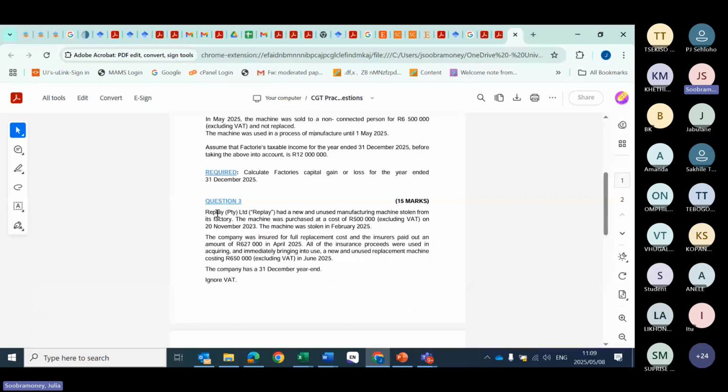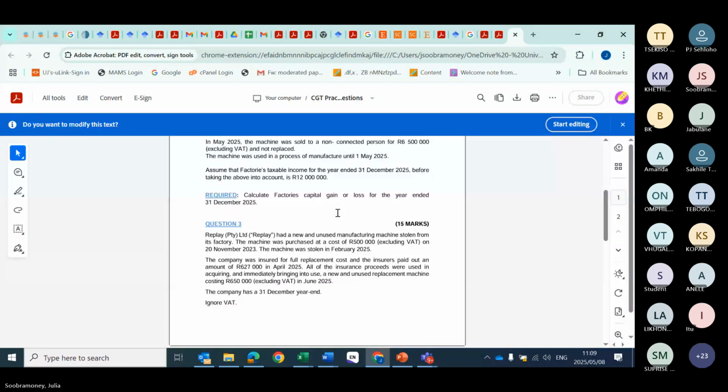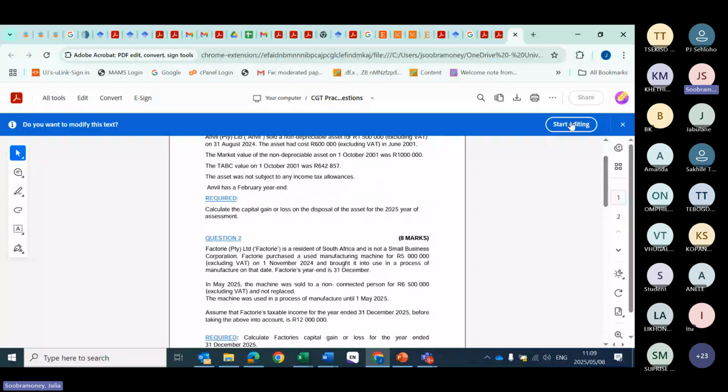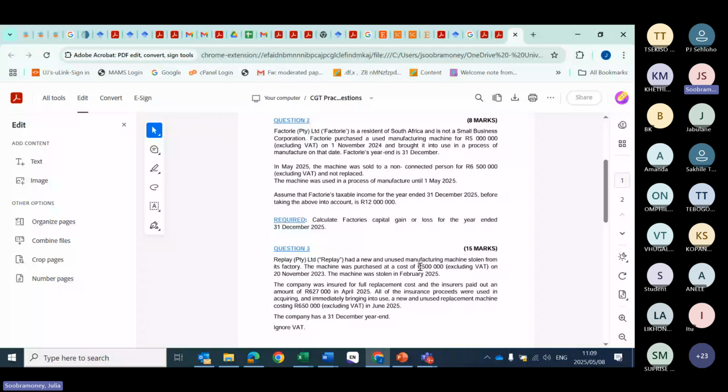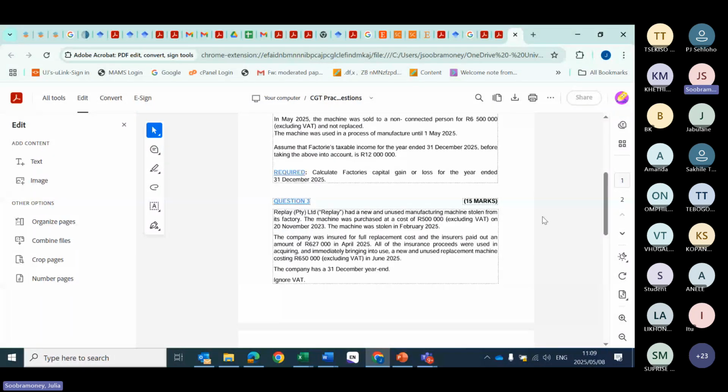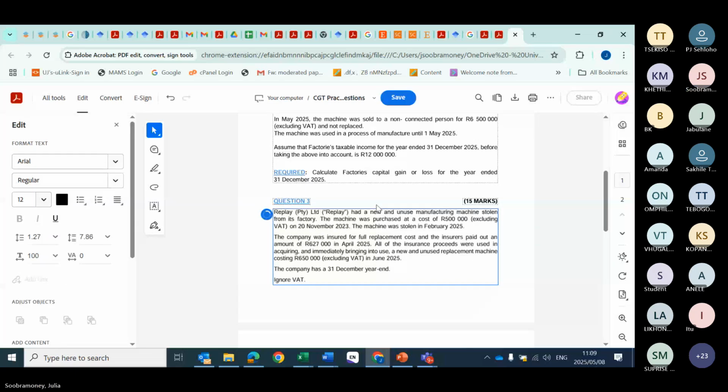Replay had a new and unused manufacturing machine stolen from its factory. In actual fact, I should take this. Oh, what has happened now? Okay. Sorry, guys. I'm going to take this out, unused, because it's confusing some students, this unused one.